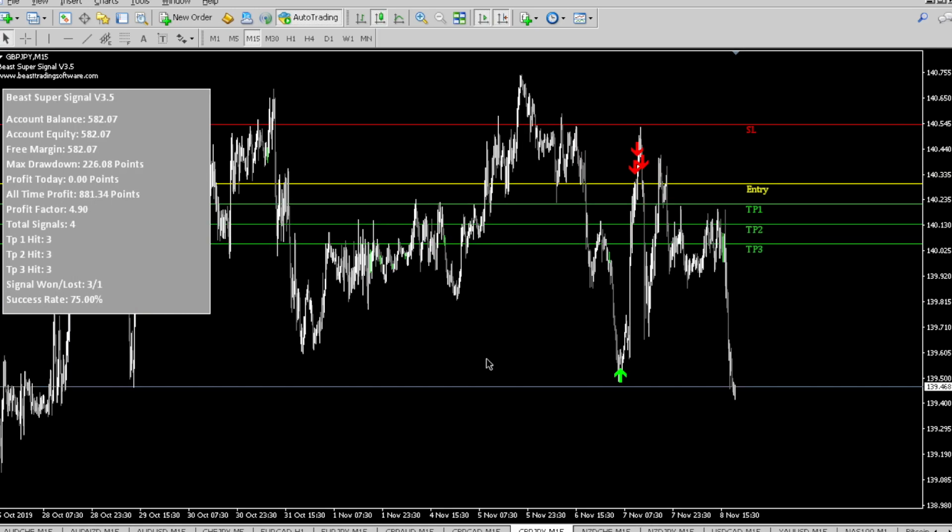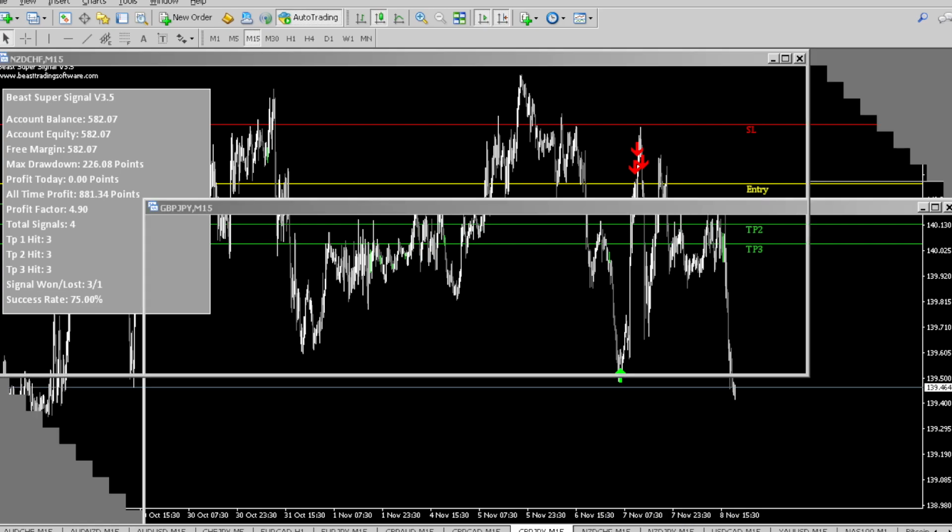Here we have the dragon, the almighty dragon, the pound yen. 4 signals on this pair. We had a fantastic buy signal here. This first sell signal did hit a stop loss. Then the 2 following signals were winners, and then we're running at a 75% success rate with almost 90 pips in profit. So another very good week on this pair.